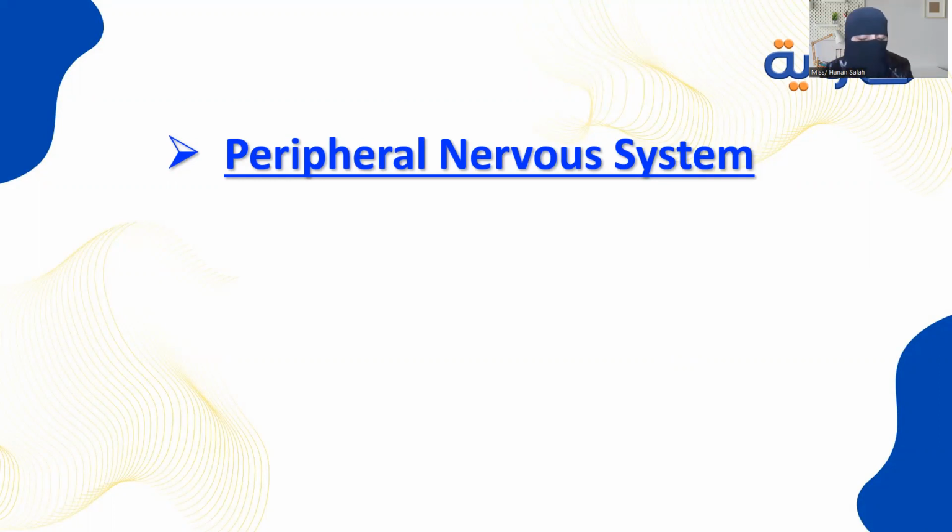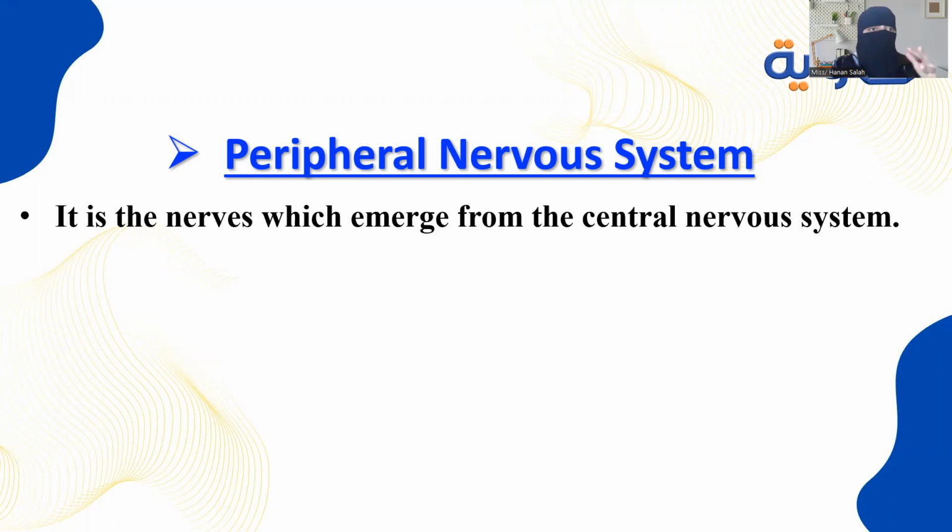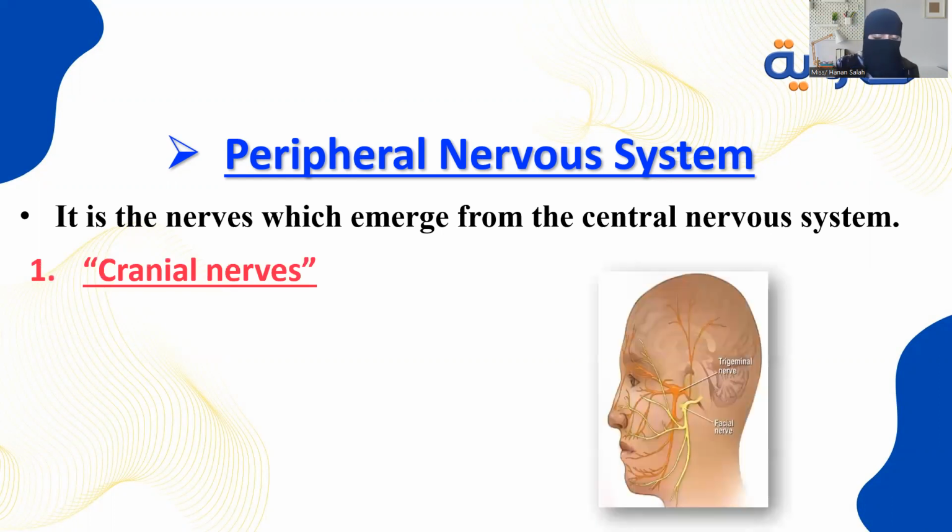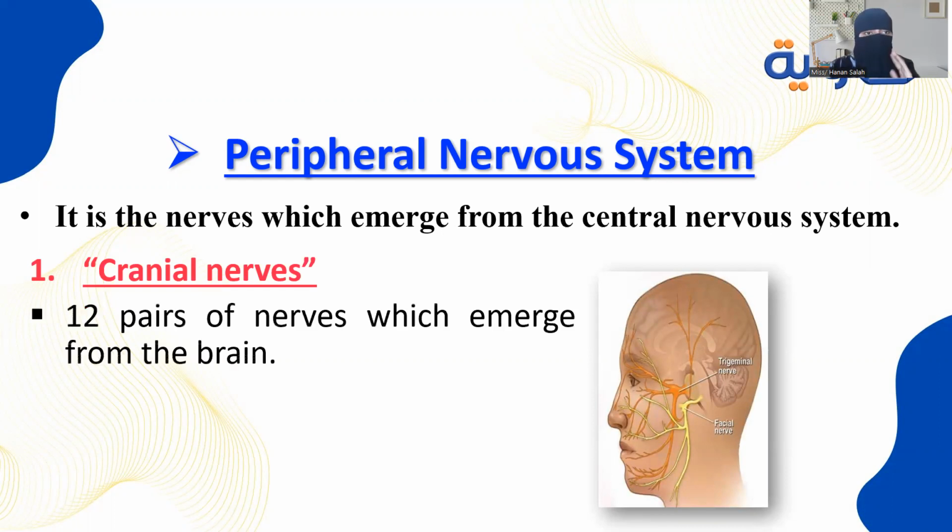So let's go now to peripheral nervous system, the second part of the nervous system. Peripheral nervous system consists of nerves that emerge from the central nervous system. Like what? Like the cranial nerves and spinal nerves. Cranial nerves come from the brain, and it's nearly 12 pairs of nerves. So you have 12 pairs of nerves called cranial nerves that emerge from the brain.